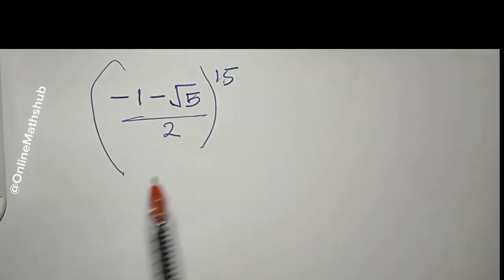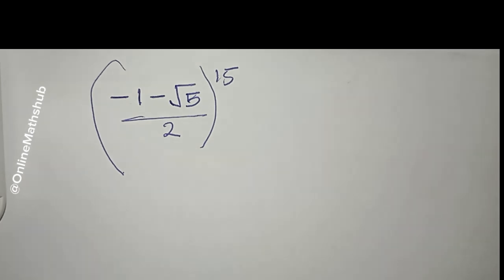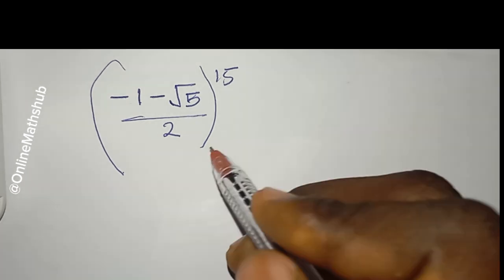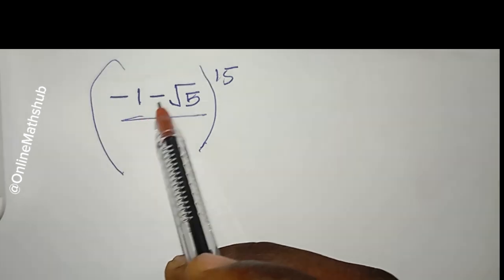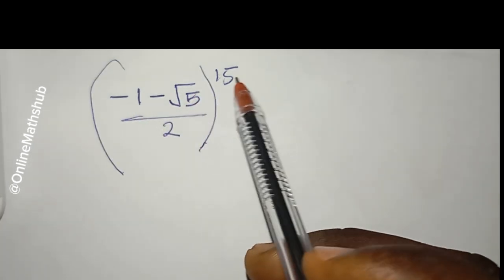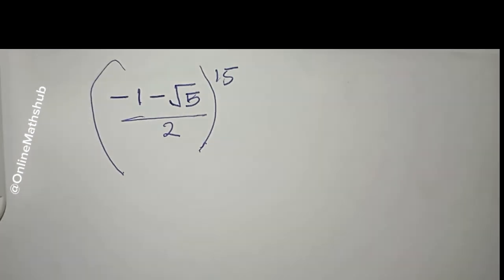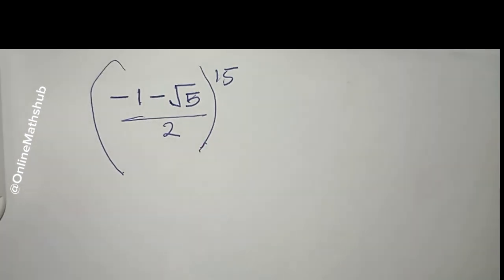We have this question right here to solve, and I'm going to show you how you can solve this problem without the use of a calculator. What we have here is (-1 - root 5)/2 raised to power 15. We're going to be evaluating all of these, and then we'll find out what the value of this expression will be.